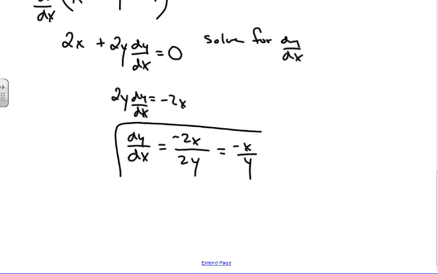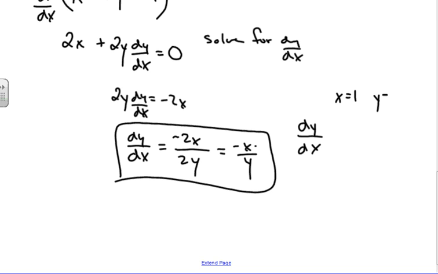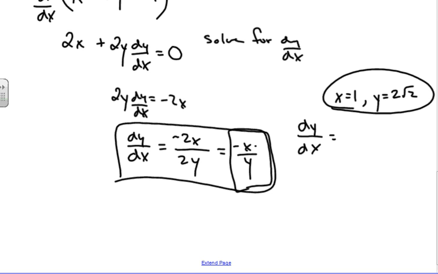This right here is an implicit differentiation equation. Notice how we have two variables, x and y. Now, if I want to figure out what the derivative is at x equaling 1, and y is going to be equaling, we know, 2 square root of 2, I need both points to be able to plug in here to get my derivative, my slope. Let's find out what it is. Negative 1 over 2 square root of 2.